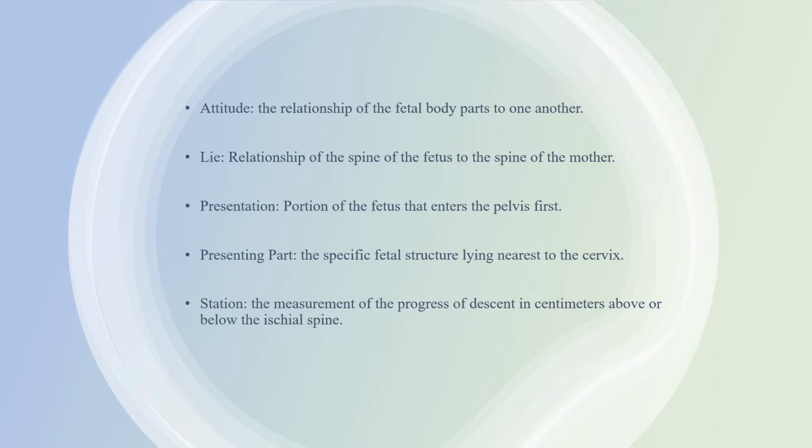And station. Station is the measurement of the progress of the descent in centimeters above or below the midplane from the presenting part to the ischial spine. So station 0 is at the spine. Minus station would be above the ischial spine, and plus station would be below. And when they say it's engaged, the engagement, that's when the widest diameter of the presenting part has passed the inlet. It corresponds to a 0 station.